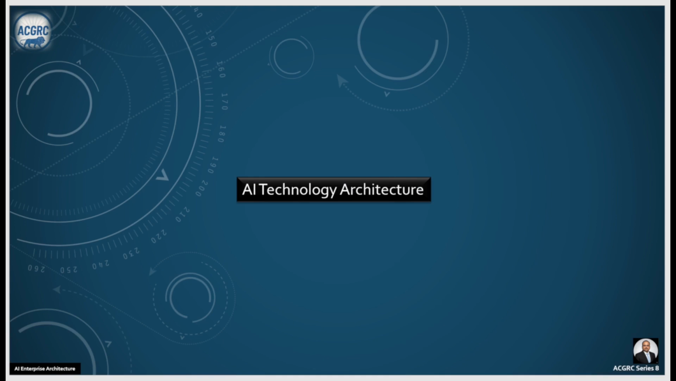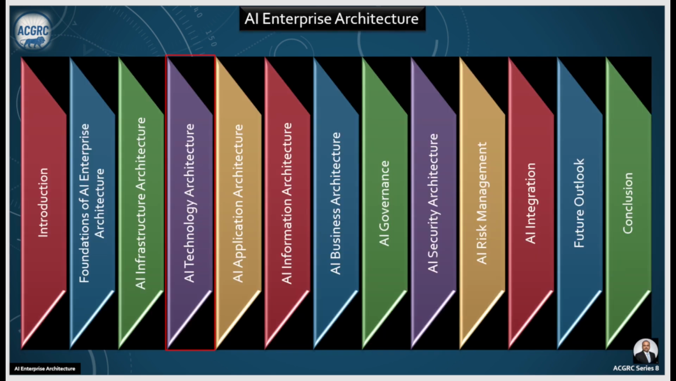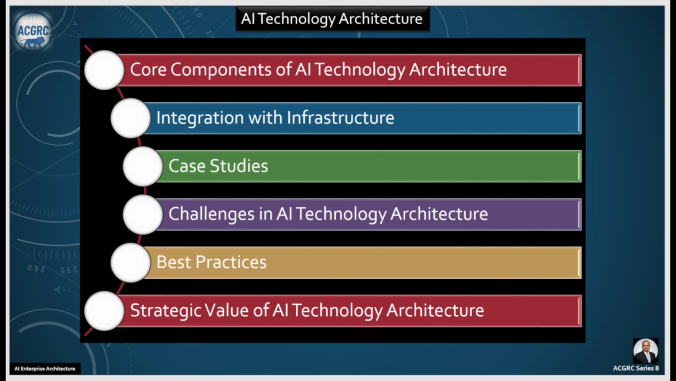AI technology architecture. This is part of the AI Enterprise Architecture series. This is part 4. We'll cover technology architecture in this video. The agenda is as shown earlier, with a very specific focus on the third chapter here. As part of the AI technology architecture, this is the agenda.